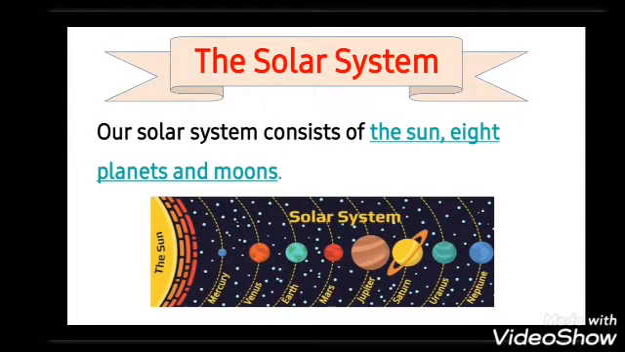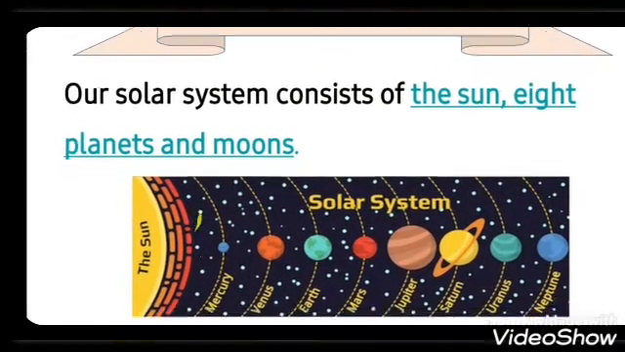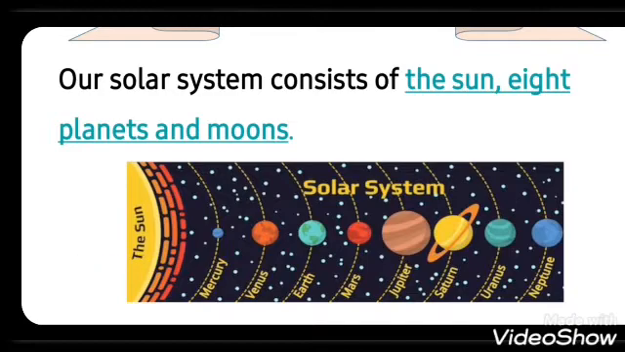Last video I talked about the solar system, the sun and the stars. Today I will continue the solar system. The solar system consists of the sun, 8 planets, moons and other bodies. Look at this picture. You will find the sun here, and the 8 planets rotate around the sun.